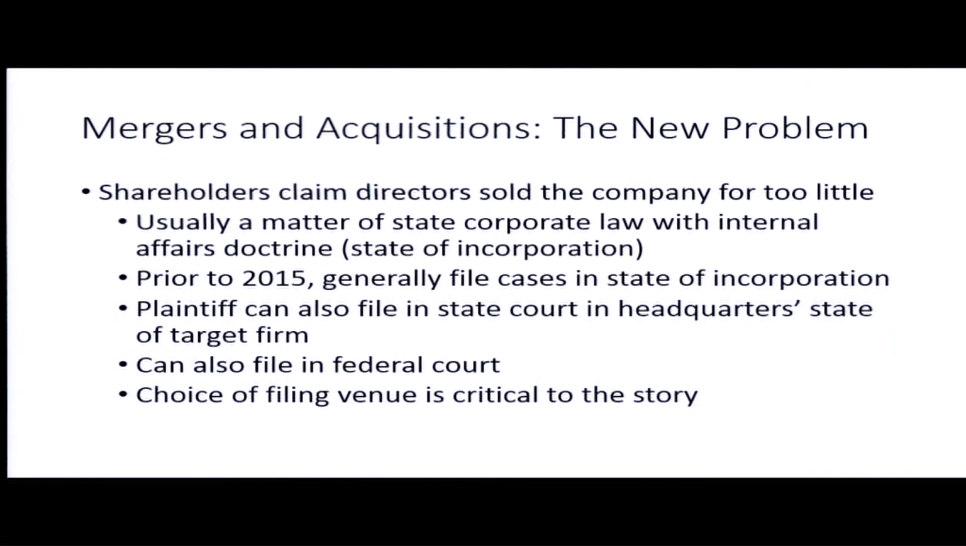Okay, so that brings us up to what this particular paper is about, which is mergers and acquisitions litigation. Okay, and the basic claim here that plaintiffs bring is that the company directors sold the company, but they sold it for too little money. Now, either they sold it for too little money because they were careless and uninformed and they went to market without really understanding the value of the company, or they sold it for too little because they had some kind of conflict of interest.